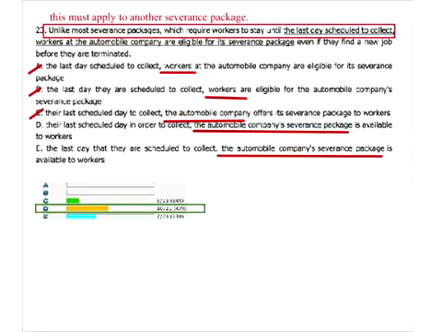Okay, the difference between D and E is the last scheduled day versus the last day that they are scheduled to collect. The problem with E is that it sounds like they are trying to collect days. Let me give you an example of what is wrong with E by giving you an example of a correct structure that is written the same way.